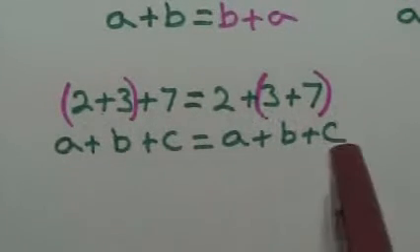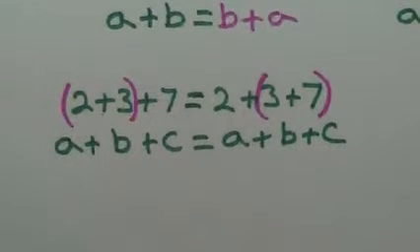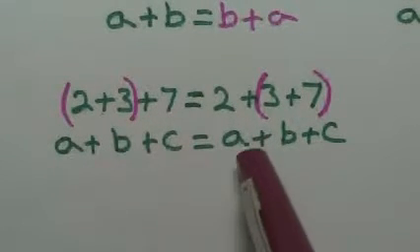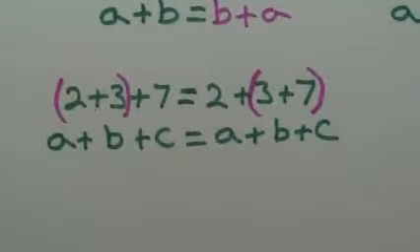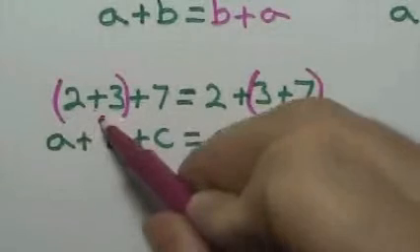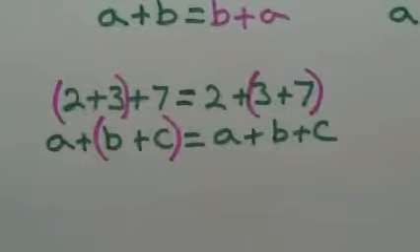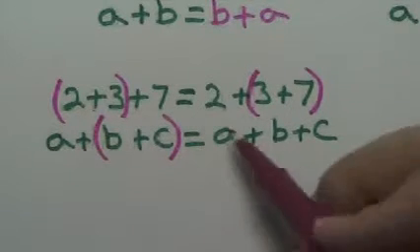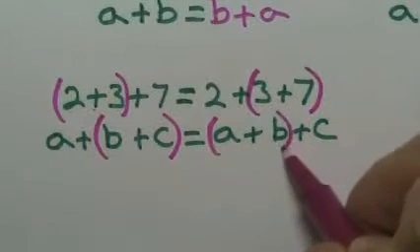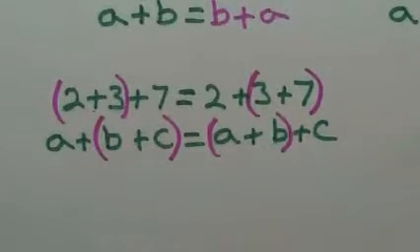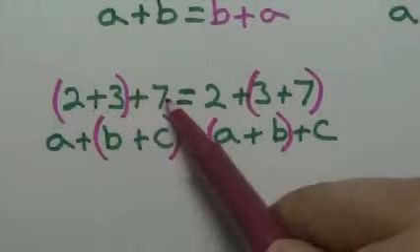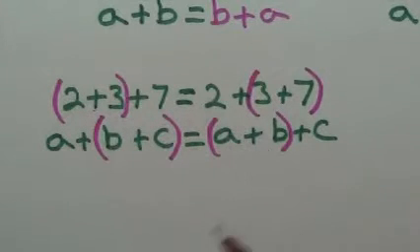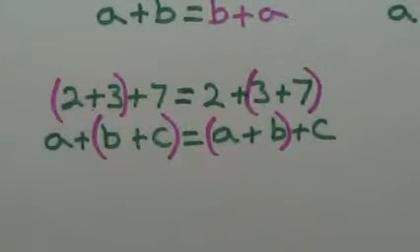So before we used numbers, now we use variables. A plus B plus C is the same thing as A plus B plus C. Now if I have the grouping like this, notice the order is the same, A, B, C, A, B, C. But I can change what's inside the parentheses and still get the same answer. It's like if A is 2, B is 3, and C is 7, I'm still going to get the same answer. The left side is equal to the right side.